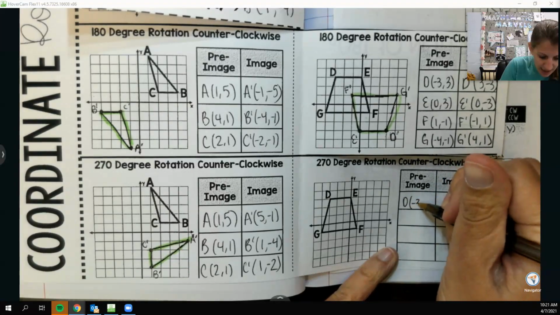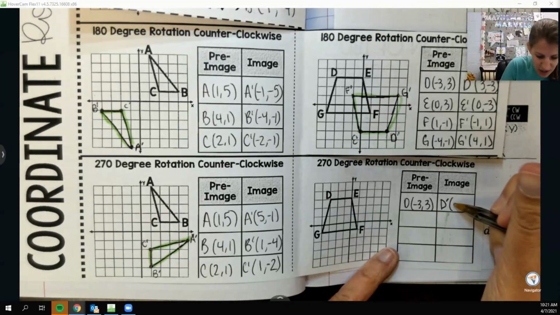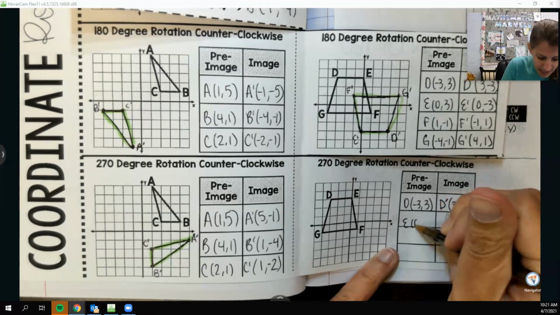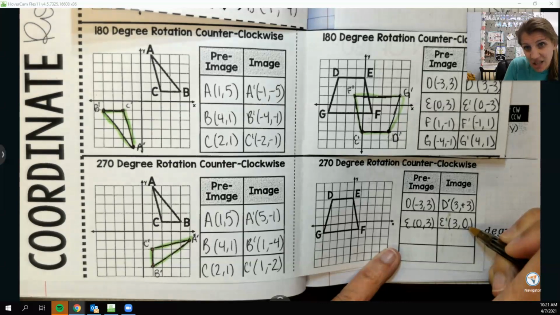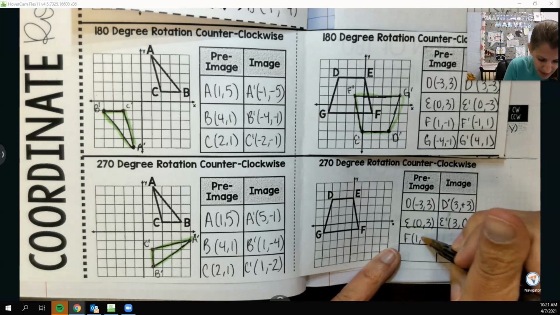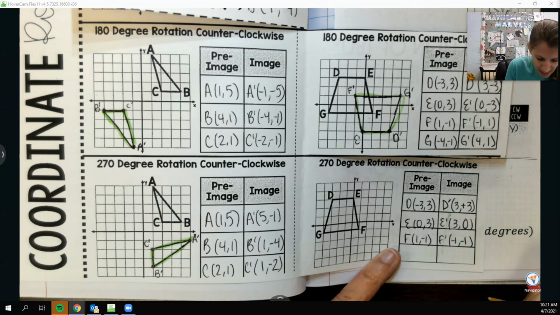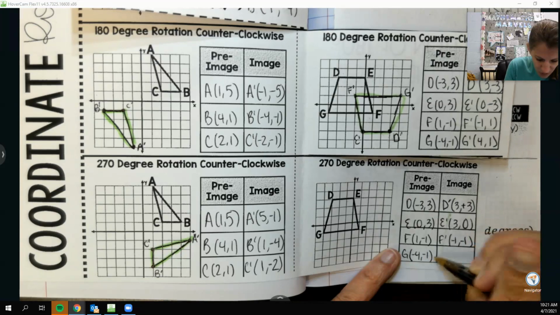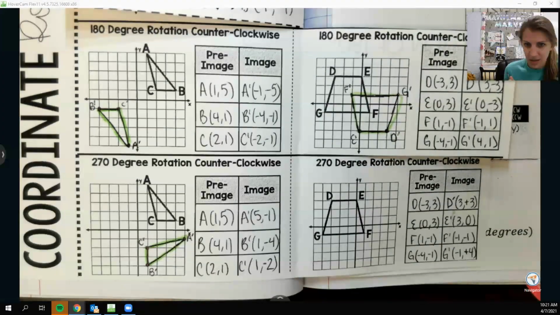Alrighty, so D was at -3, 3. When I rotate 270 counterclockwise, I swap and then change the sign of the second. E is at 0, 3, so E prime, we're going to swap. And I can't really change the sign of the second because it's 0. F is at 1, -1. F prime, I'm going to swap and change the sign on the second. And then G is at -4, -1. We're going to swap and change the sign of the second.